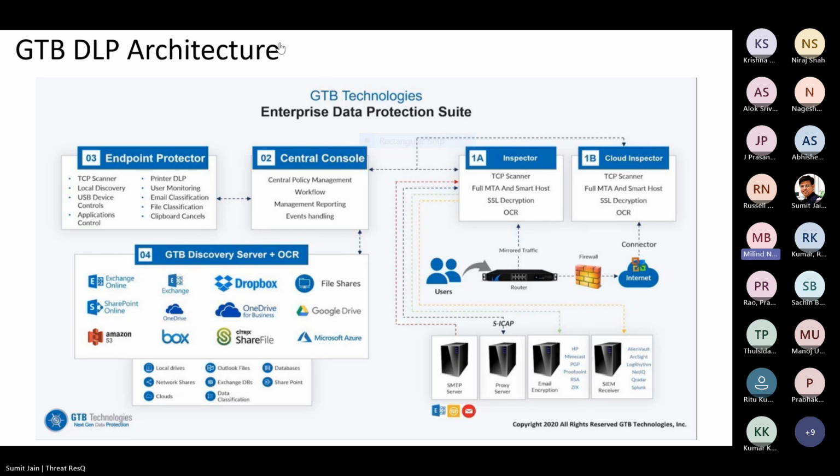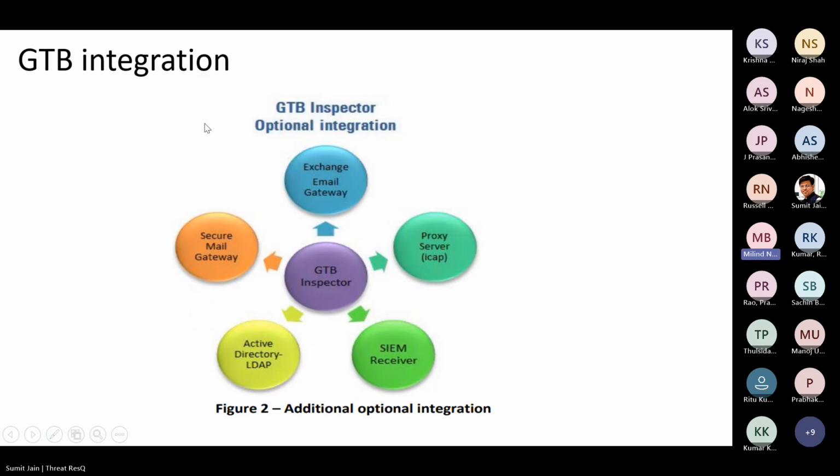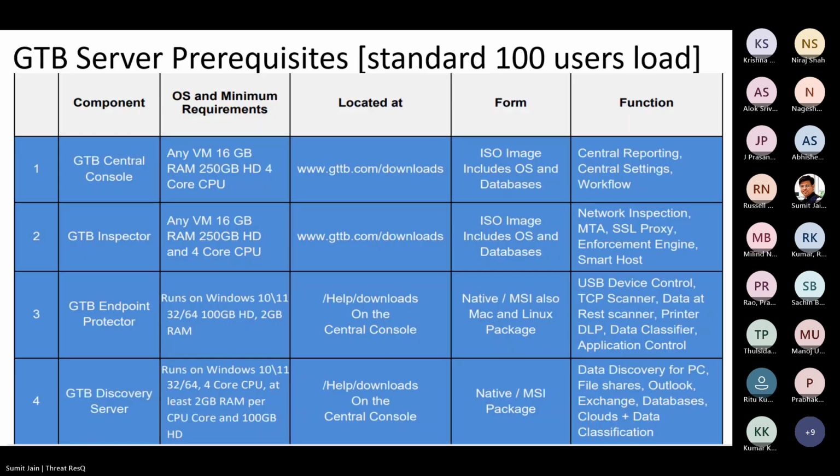So next slide please. As I told you, the integration of GTB Inspector, the network DLP, is possible using Microsoft Exchange or any of your email gateways, or proxy servers which support the ICAP protocol. It can also get integrated with a SIEM tool which supports the ICAP protocol. Active Directory and LDAP, yes, it is supported.